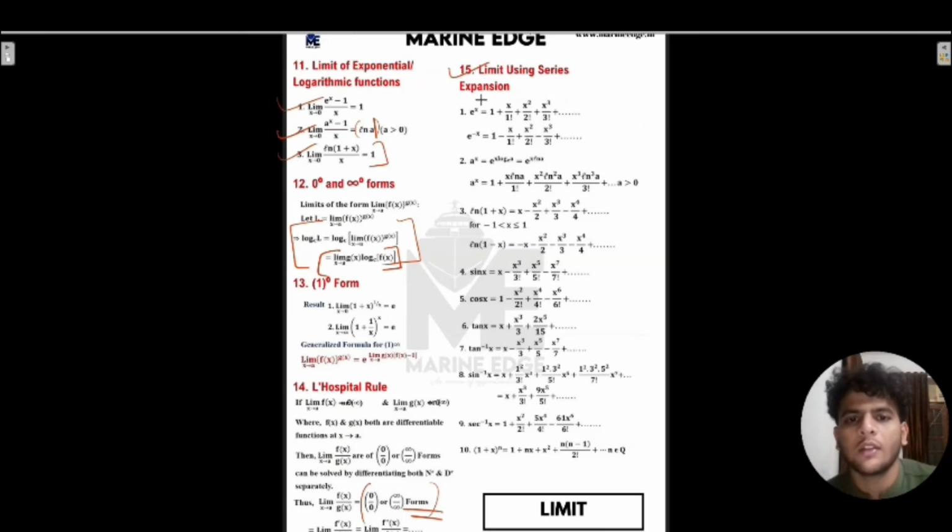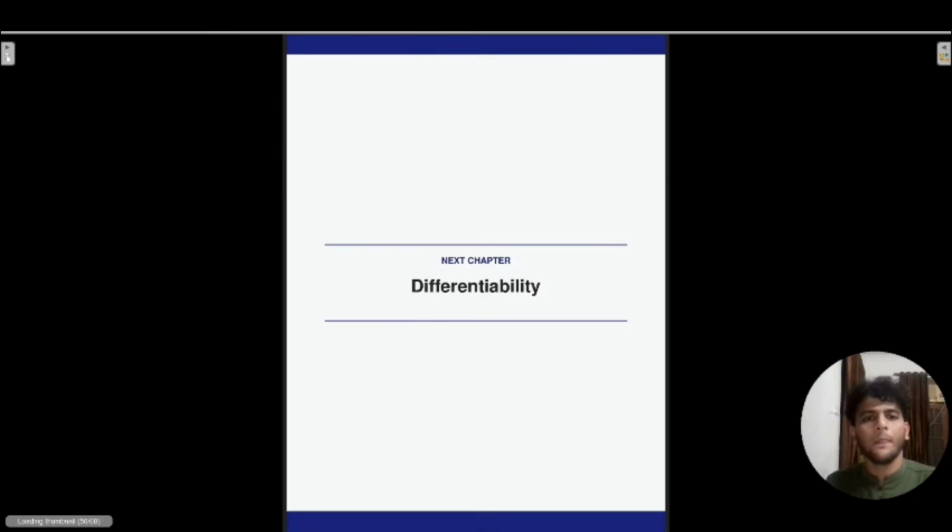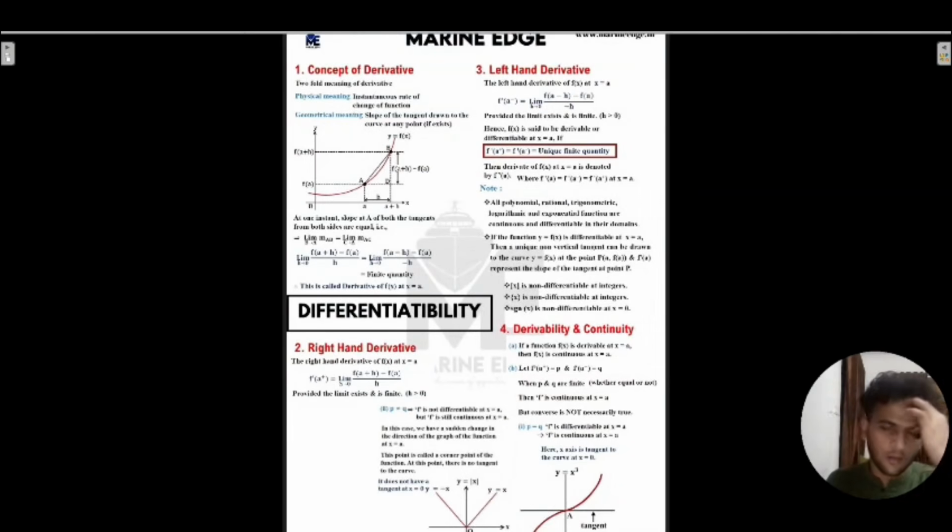The limits using series expansion. So we have some common series, that is e to the power x and e to the power minus x. Yes, we will take a model test paper in some days on the marathon, and then we will sort this out with how we will study this. Yes, is that clear? Now differentiability, the concept of derivative.